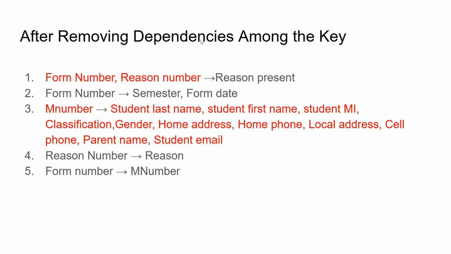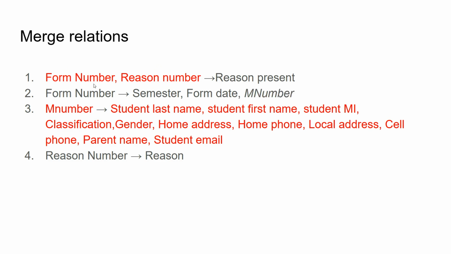All right, after removing the dependencies among the key, we end up with form number, reason number gets you reason present, form number gets you semester, form date. This is the original one. Then this is a student relation. Then this is a reason relation. Then finally form number to M number relation. So this relation number five and relation number two both have the same key. So we can merge them. And after merging them, we get M number as another attribute.